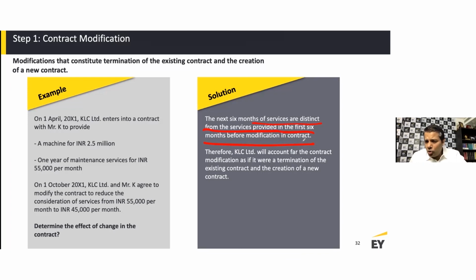You will not do a cumulative catch-up here. Cumulative catch-up you only do when you're not able to demonstrate that these are distinct goods and services, like my previous example of construction services, where you agreed to a scope change and also agreed to offer a discount for the new efforts. That's where the scope and pricing were not representative of a standalone selling price, and hence it was considered a continuation of the existing arrangement.